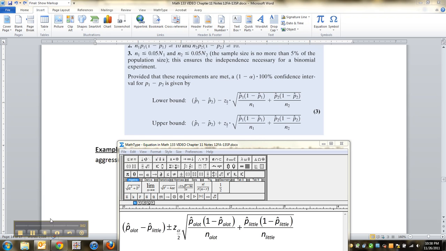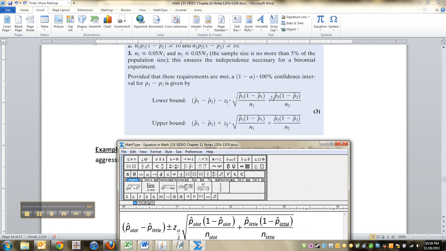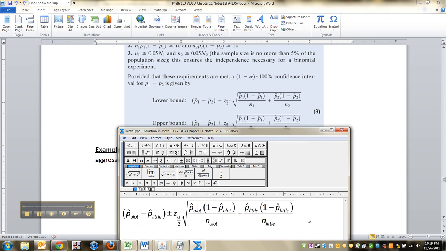Now it's time to make the dreaded confidence interval. Dun dun dun. I have the formula written right here in the notes, and then I changed it. I wanted you to see how I changed it just a little bit. Instead of numbers 1 and 2, I made it "a lot" and "a little", just to try to keep track of what I was doing here.